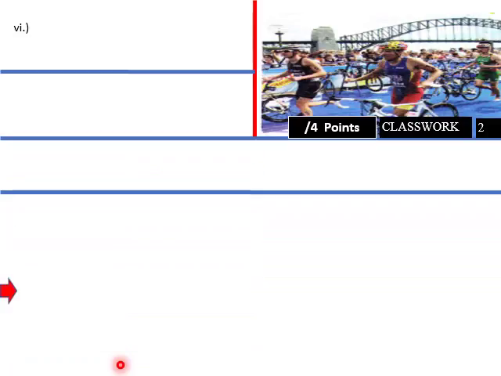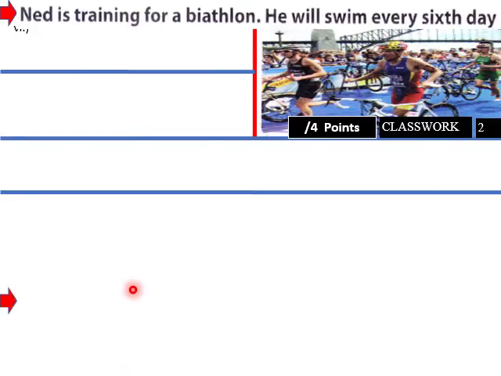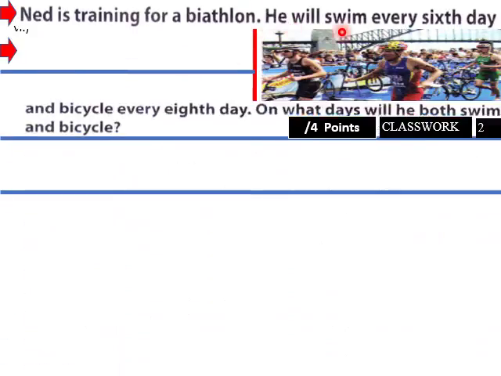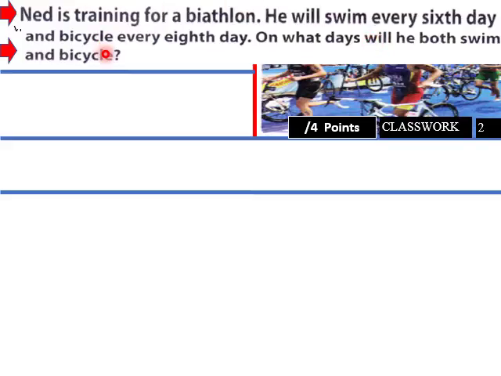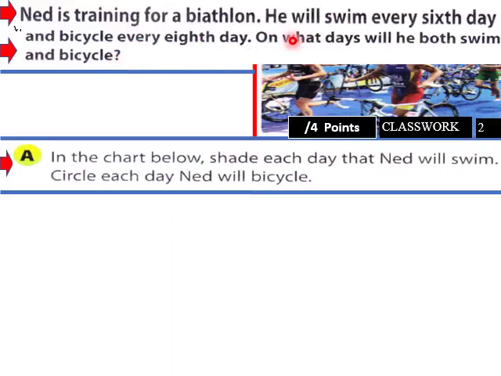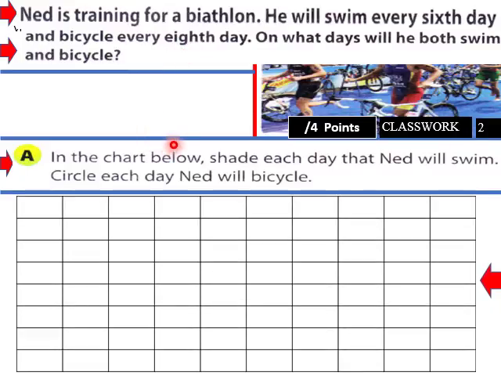So, example: Ned is training for a biathlon. He will swim every 6th day and bicycle every 8th day. On what days will he both swim and bicycle? So we have to find an LCM for 6 and 8 in this situation.